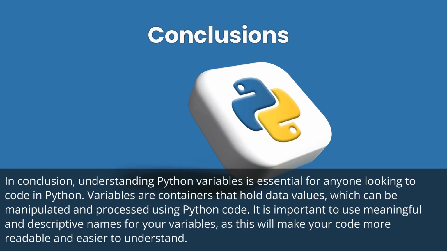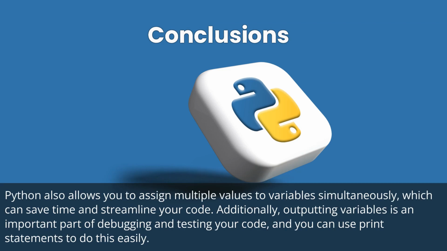In conclusion, understanding Python variables is essential for anyone looking to code in Python. Variables are containers that hold data values, which can be manipulated and processed using Python code. It is important to use meaningful and descriptive names for your variables, as this will make your code more readable and easier to understand. Python also allows you to assign multiple values to variables simultaneously, which can save time and streamline your code. Additionally, outputting variables is an important part of debugging and testing your code, and you can use print statements to do this easily.